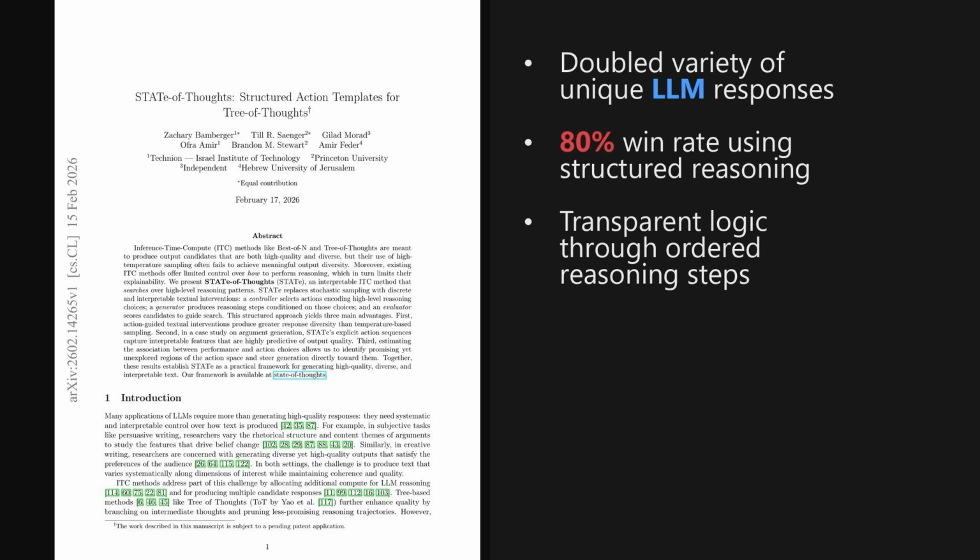Wrapping up, 2 takeaways stand out. Structured, interpretable actions can significantly outperform random sampling for diversity, and they make the reasoning process transparent. By treating reasoning steps as data we can analyze, this framework transforms black box generation into a controllable optimization problem.